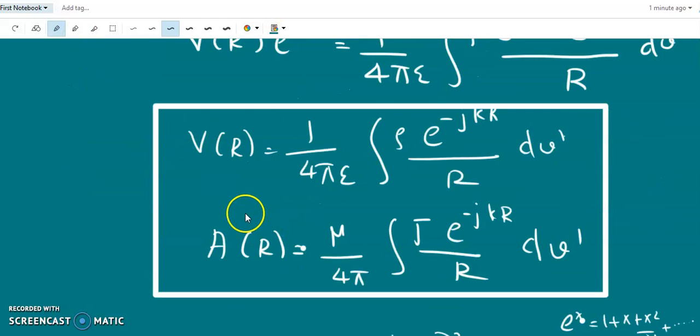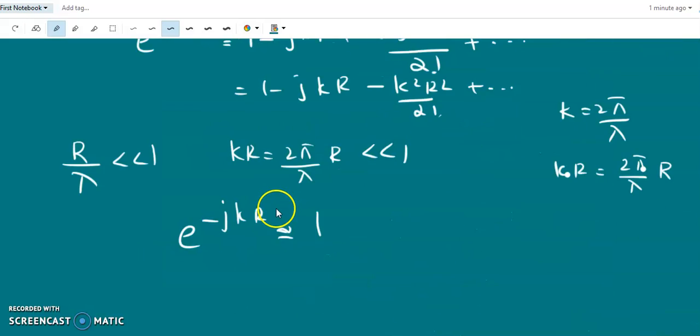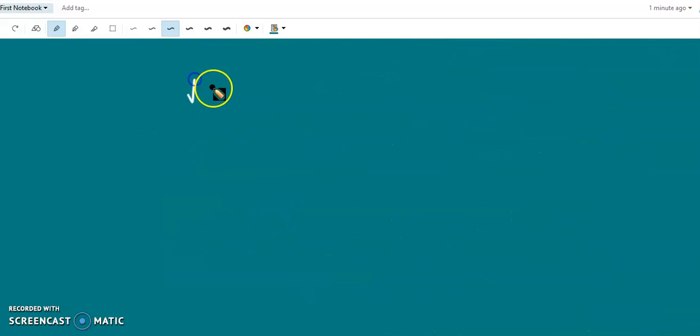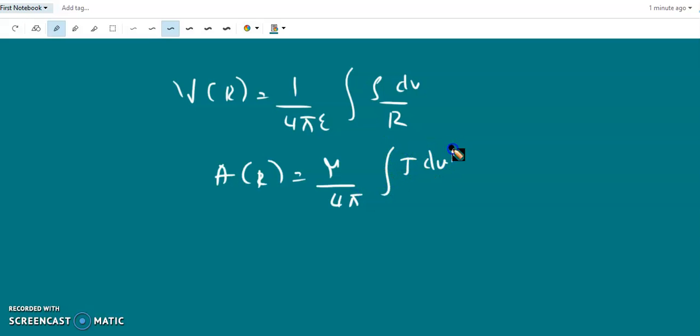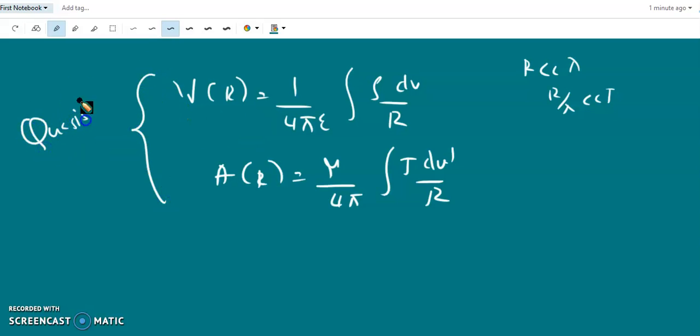Then the expressions for V of r and A of r become, when e to the power minus jkr is 1, V of r is equal to 1 by 4 pi epsilon integral rho dv by r, and A of r is equal to mu by 4 pi integral J dv by r. So these are the solutions of the corresponding Poisson equations. So when r is very much less than lambda, r by lambda is very much less than 1. In that case we can do this approximation, and these are nothing but the quasi-static approximations.